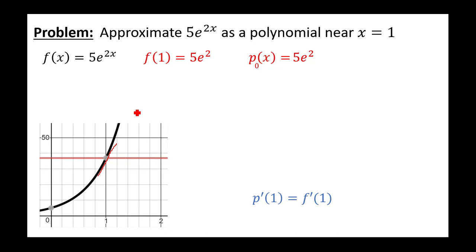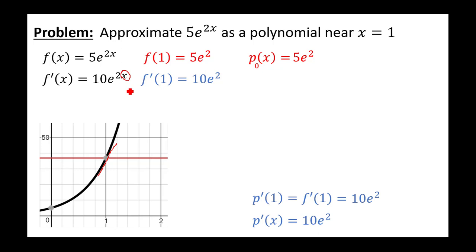So in order to find that, we just need to find the derivative of our function. Using the chain rule, we get 10e to the 2x, and we want to find that evaluated at x equals 1. So again, when we plug in x equals 1, we just get 10e squared. So that's going to be our p prime of 1. We're going to write f prime of 1 up here just to keep track of it for later. Now, if we want p prime of 1 to equal that, let's just make p prime of any x value equal to that, because that's an easy way to make this work. So we'll say p prime of x is equal to 10e squared.